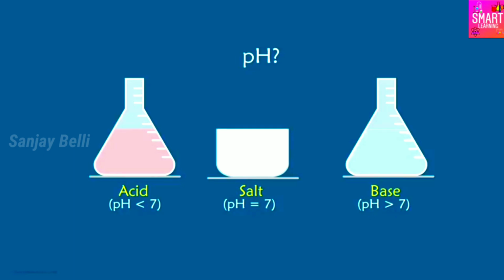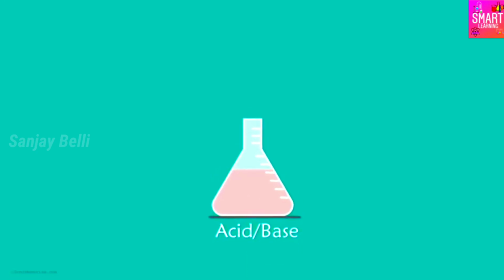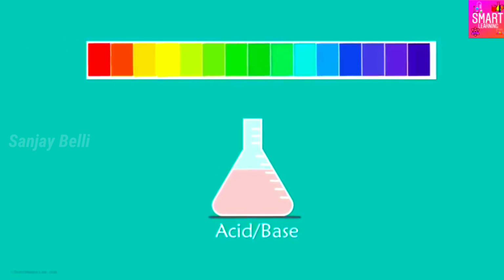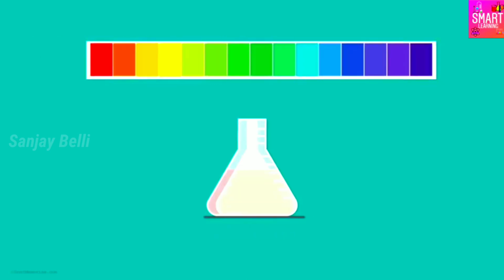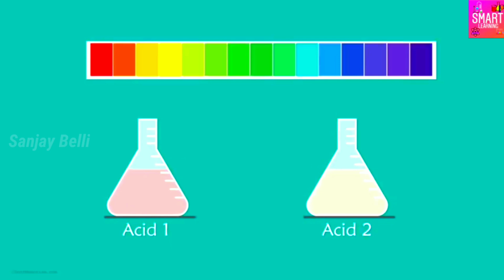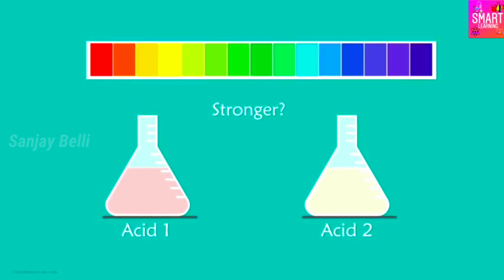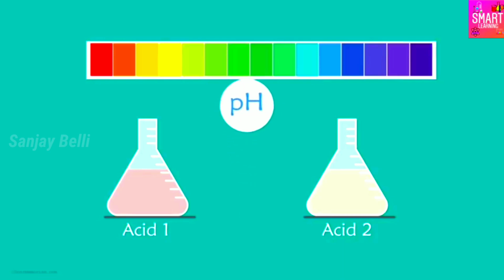Okay, let's start with the bases. How do we identify if a substance is an acid or a base? That's right, we use an indicator. But given two acidic solutions, how do we know which one is stronger among them? How can we judge how strong an acid or a base is?